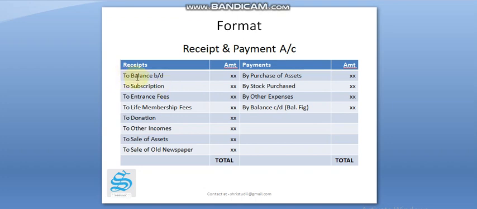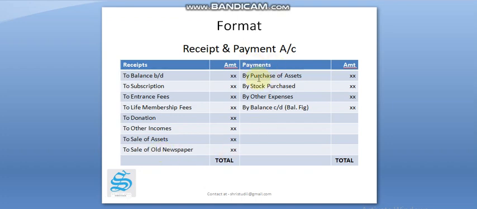We will begin with 'To balance brought down'. This is the opening balance of cash and bank of the organization. We'll continue with subscription, entrance fees, life membership fees, donation, any other income of the organization, the sale of the assets, and the sale of old newspaper or any scrap.